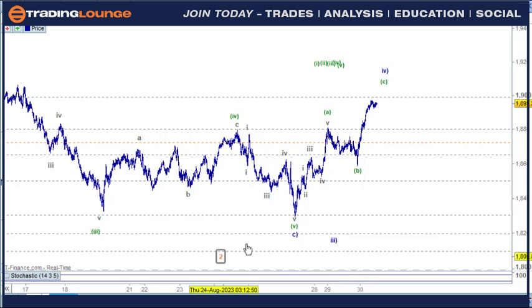We also looked at this. This can also be wave two here, based on this wave C here. I won't go into that here. We looked at that yesterday. I've got to gather some more information here as well on all of that.